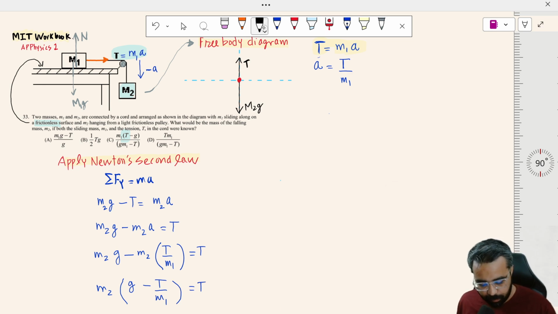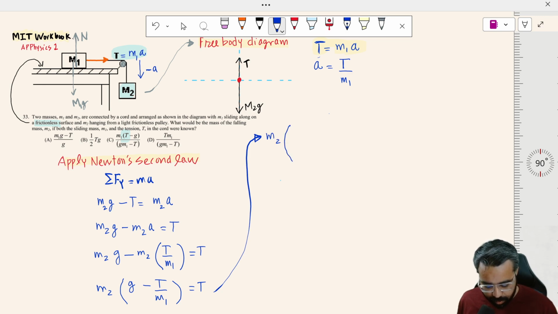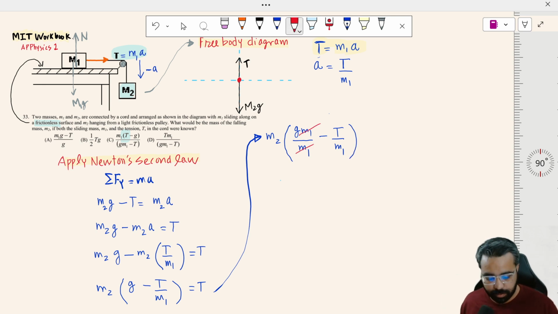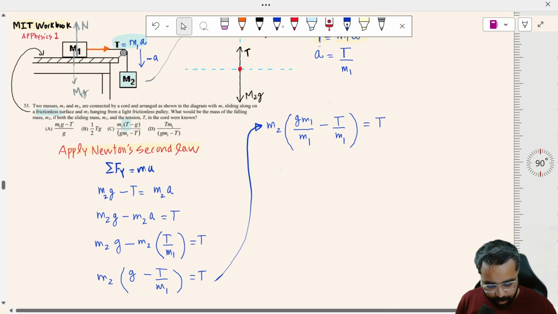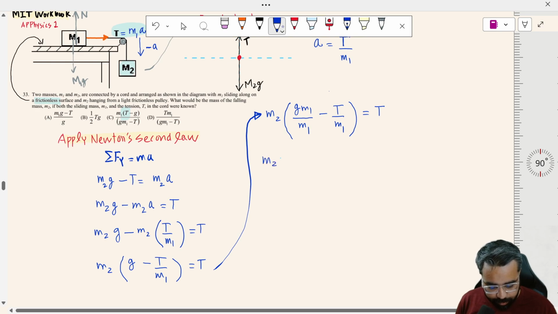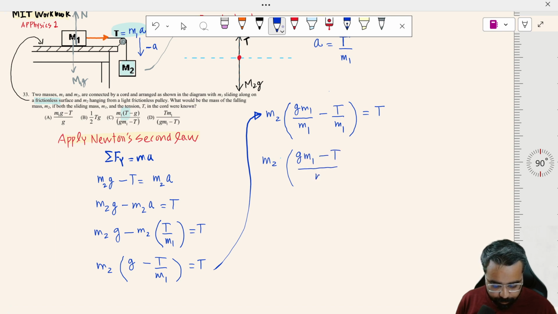Now what is our next step? Let's take the LCM inside. This will become gm1 over m1 minus T over m1. I hope you understand this step, because it will cancel out again, it is not disturbing the balance of the equation. And this is equal to the tension T. Now we can also write it as m2 times gm1 minus T over m1.